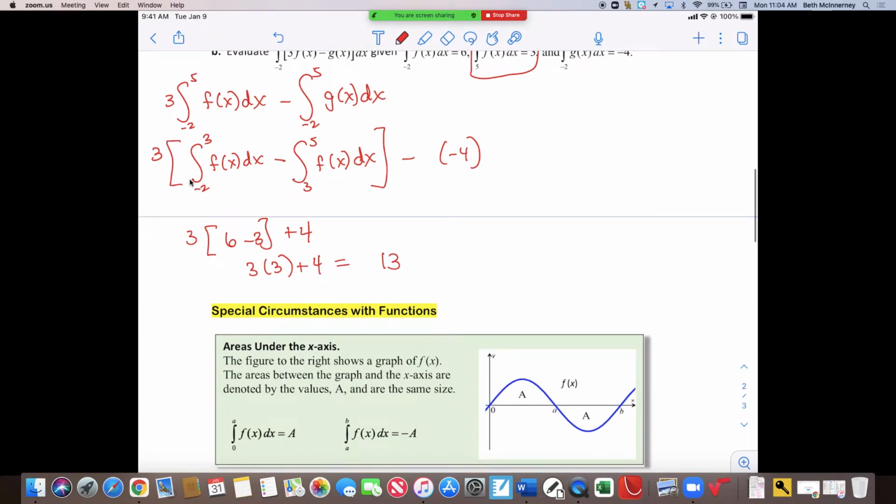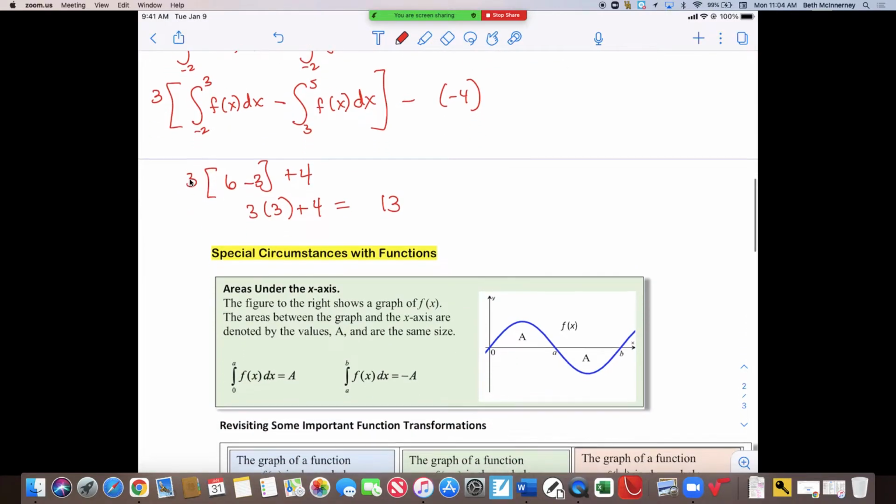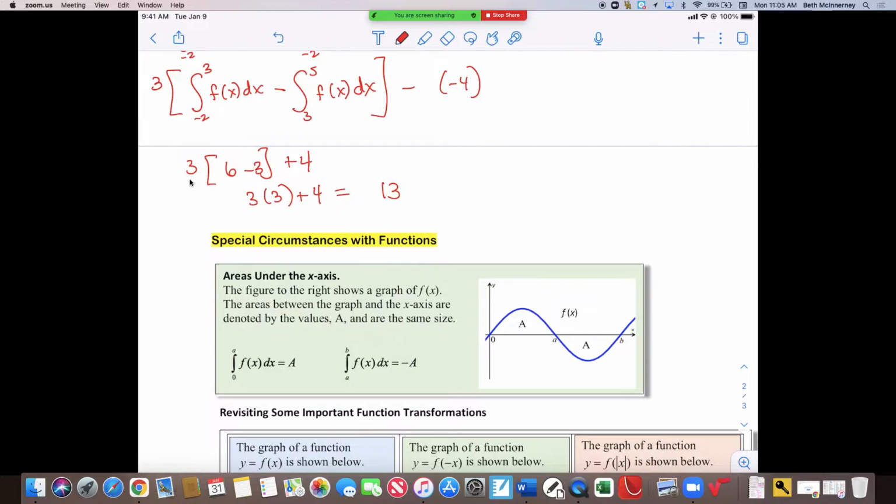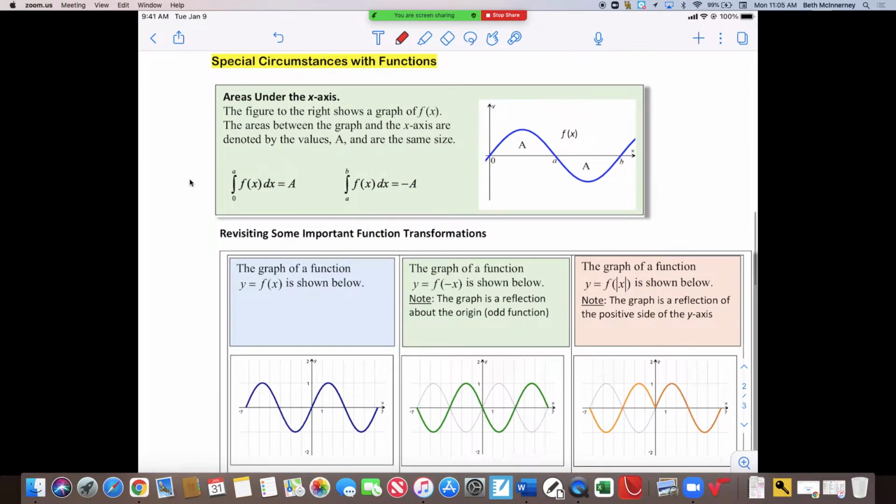So let's look at special circumstances with functions. If you look at the figure to the right, I have two regions that are labeled capital A. The integral from 0 to a of f of x dx is equal to A, but the integral from a to b of f of x dx is the opposite of A. So that's an integral representation of that area. So we've been using that.